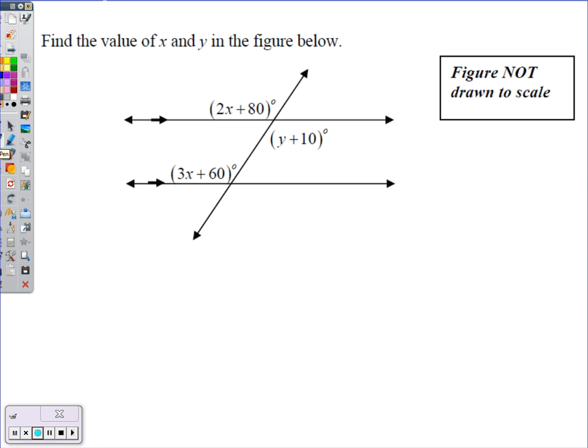Find the value of x and y in the figures below. There's something big that jumps out at me right away. First, these are two parallel lines. So whenever I see parallel lines, I'm going to look for angles that are congruent.